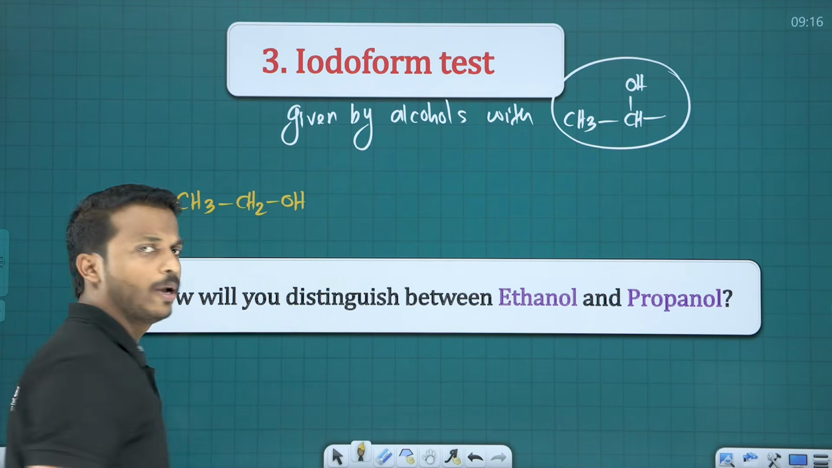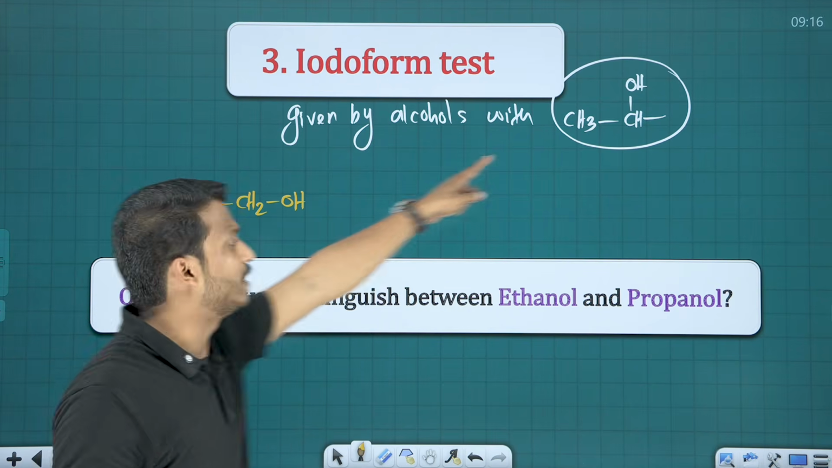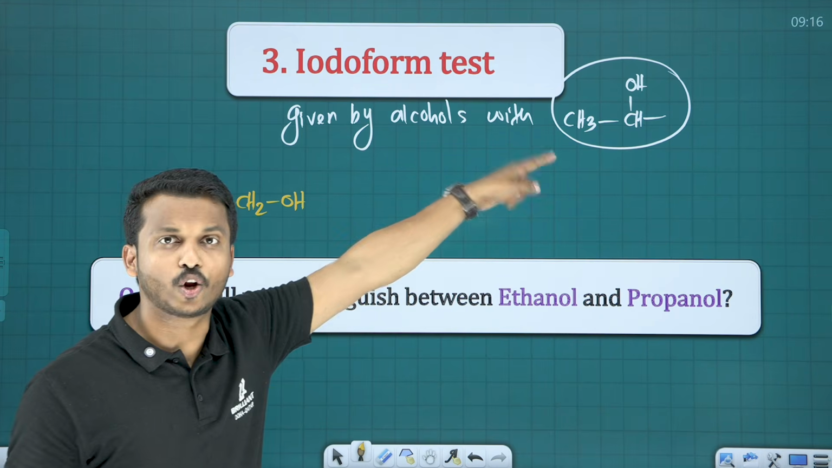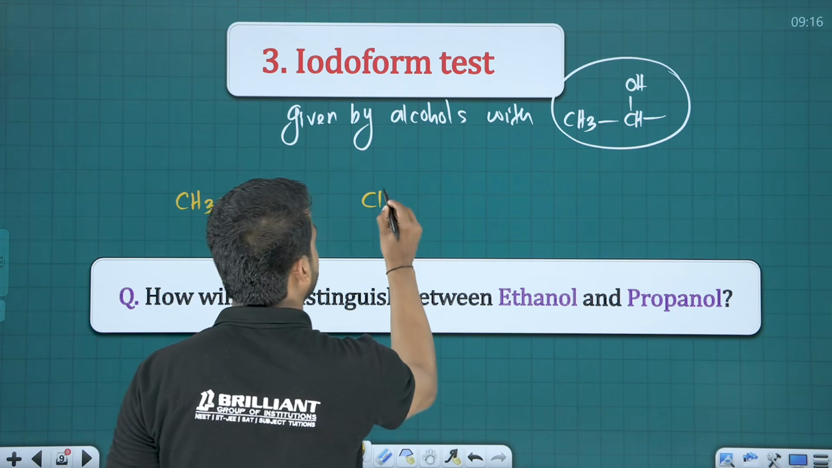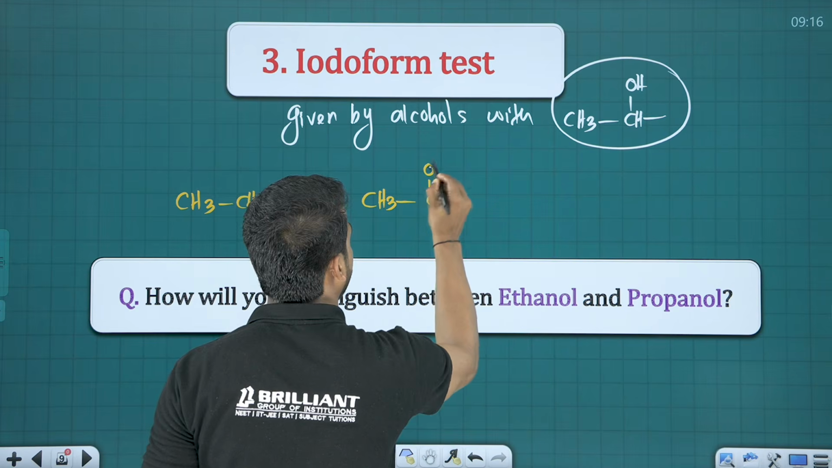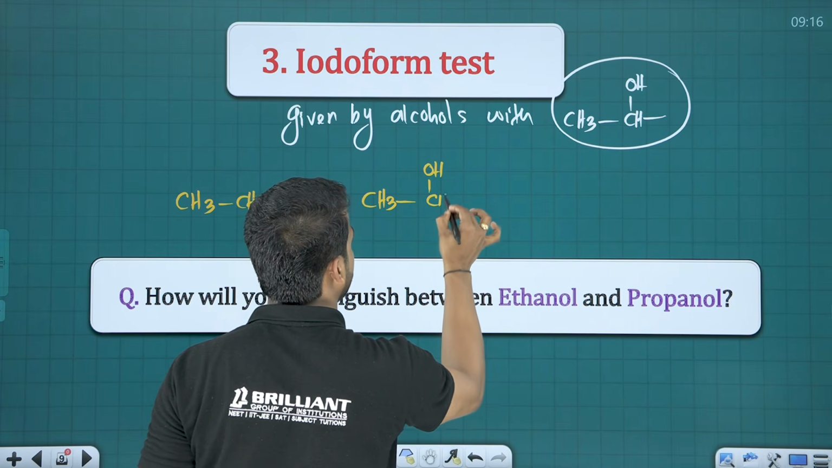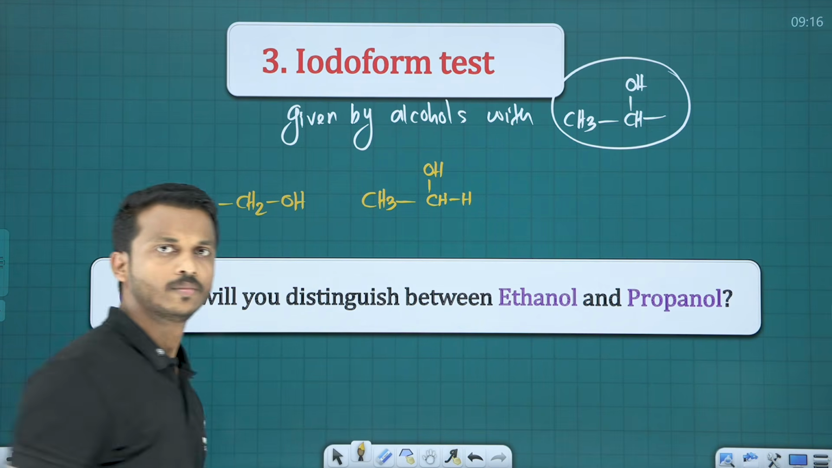I can write it as CH3CH2OH. My question: does ethanol contain this particular group or not? Can you check? Yes, my dear. I am writing this CH3, CH2OH like this. So CH2 is there, CH and H. Is it correct?